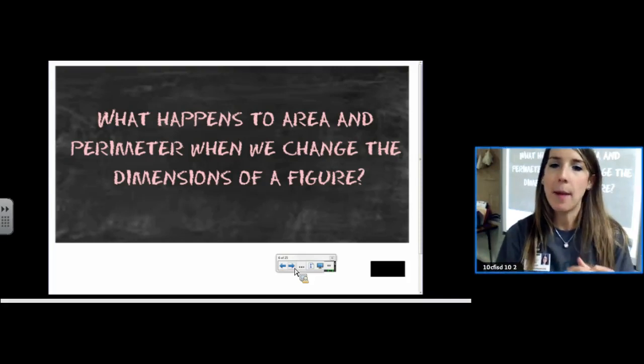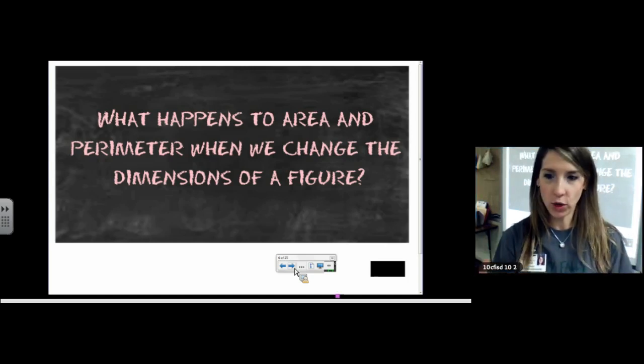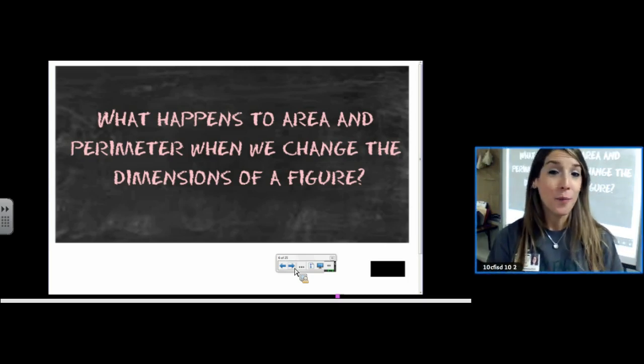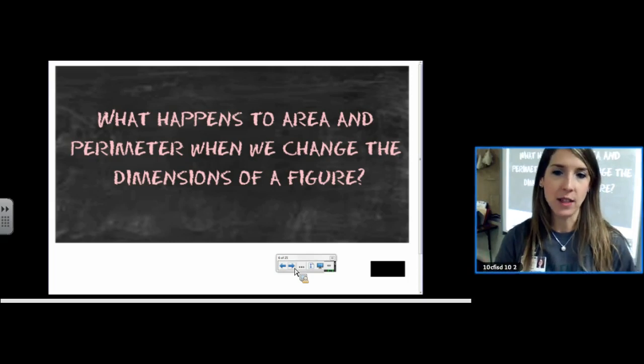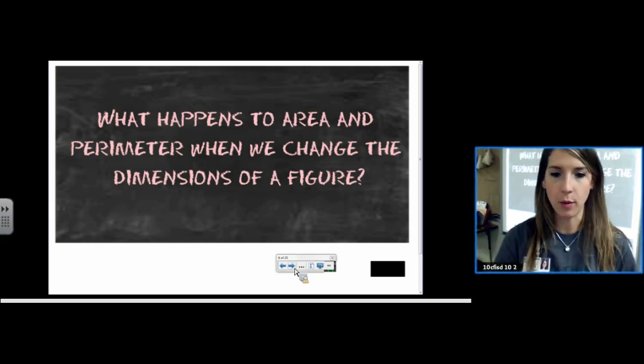Ask ourselves here, what happens to the area and perimeter when we change the dimensions of a figure? So today we're going to change the dimensions proportionally, and tomorrow anything goes. We're just going to change a dimension and find out what the effect is on the area and the perimeter.